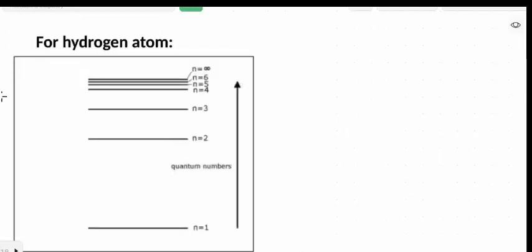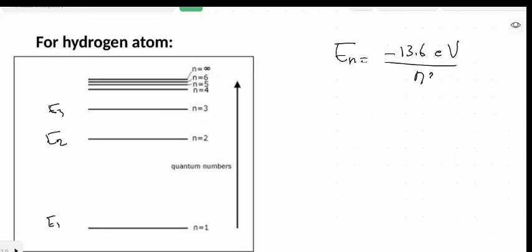To know the energy of each state, what's required from us is to work with hydrogen. To know the energy E1 for the first state, E2 for the second state, E3 for the third state, and so on, we can use this formula: En equals minus 13.6 electron volt over n squared. This formula is only for the hydrogen atom.